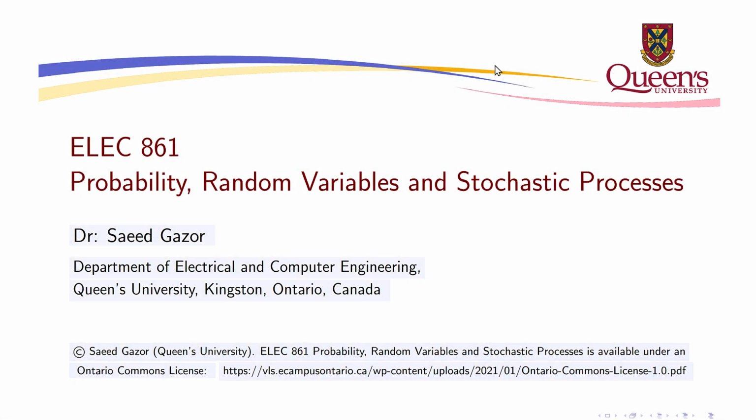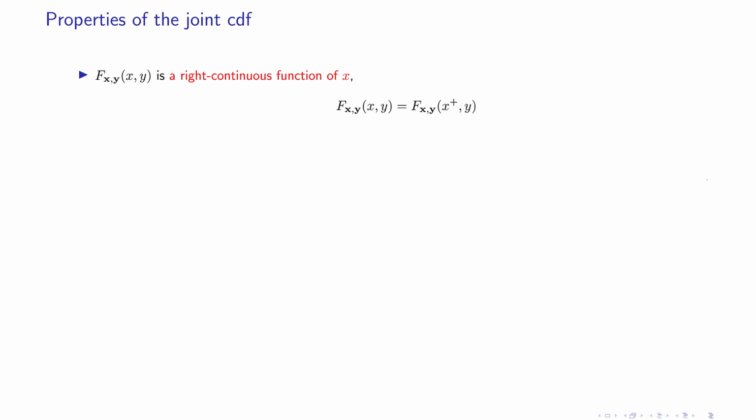The joint CDF has some other interesting properties. So the first one is that the joint CDF is a right continuous function of x. This is basically the same as for one single random variable. If you consider y as a fixed parameter, the joint CDF should have all the continuity properties that we have for a single random variable. So this is easy to prove.